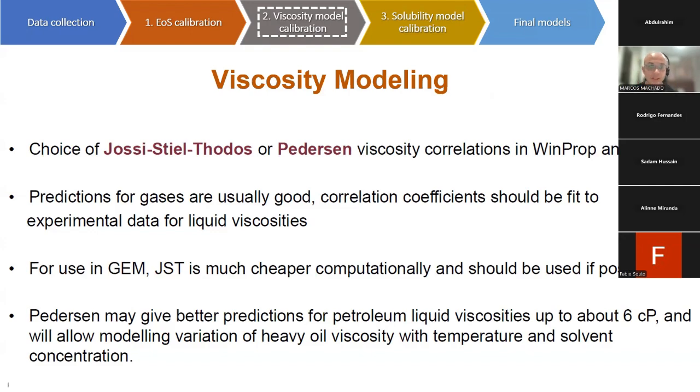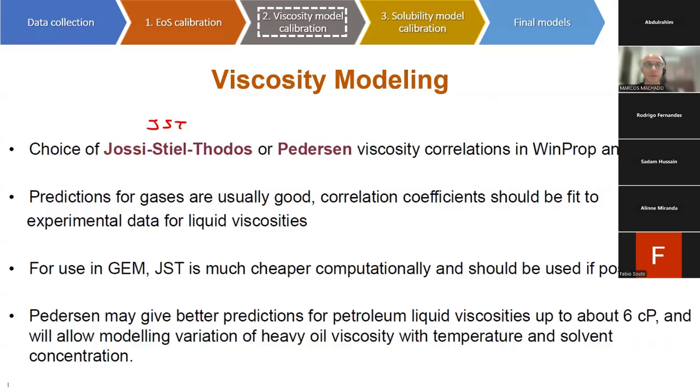Okay, so let's explore the viscosity modeling. We have 2 options in GEM. We have the JST, the famous JST correlation model, and we have the Pedersen model. Pedersen is one of the references that I shared with you yesterday. He is the main author of that book, Dr. Christian Pedersen. Both correlations are available in IMPROP and consequently in GEM, because you need to export the parameters of those correlations to use the same correlations in GEM.